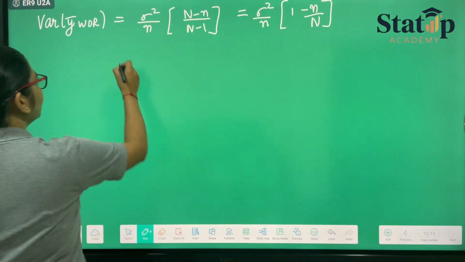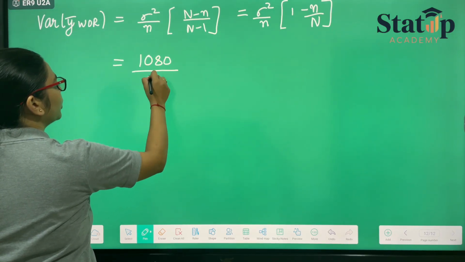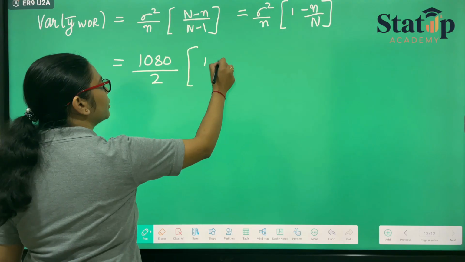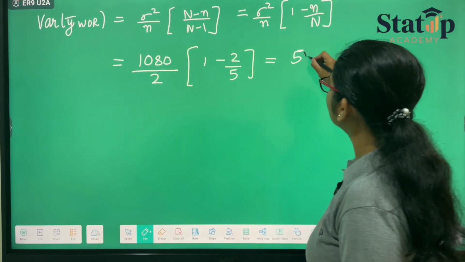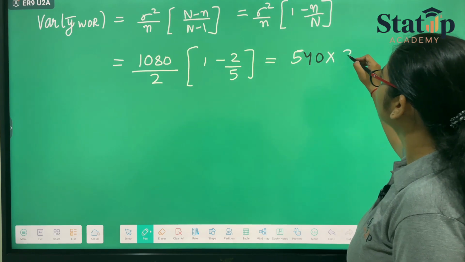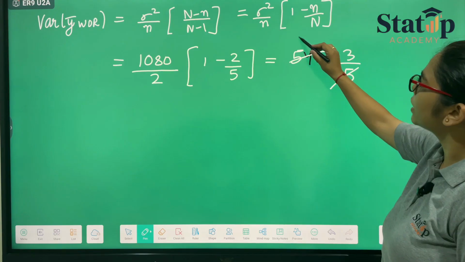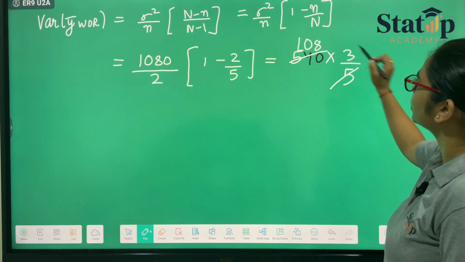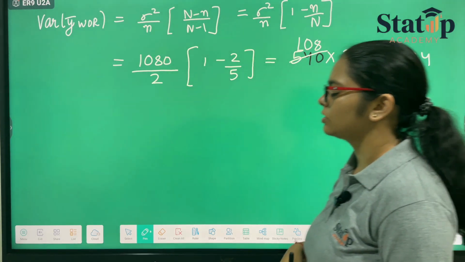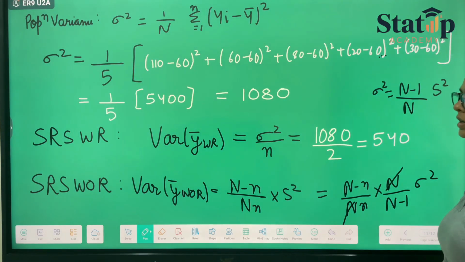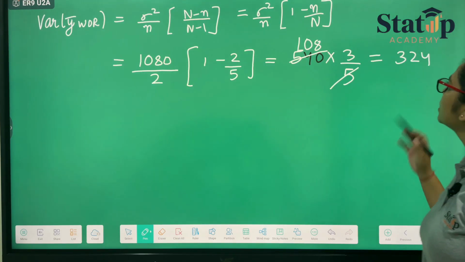So, putting the values here, sigma square was nothing but 1080 upon small n is 2, and this will be 1 minus 2 upon 5. So, this will be 540 into 3 by 5. Now, again dividing by 5, 5 ones are 5, zeros are 0, 5 eights are 40. 324. So variance of y bar with replacement is 540 and variance of y bar without replacement is 324.